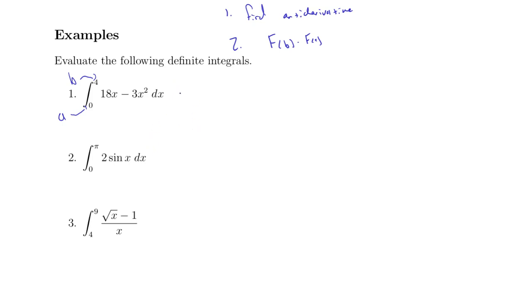I'll make you pause the video, or at least encourage you to pause the video, and we'll see what's going on from there. All right, so we need an antiderivative of 18x and 3x squared, and that shouldn't be too hard.